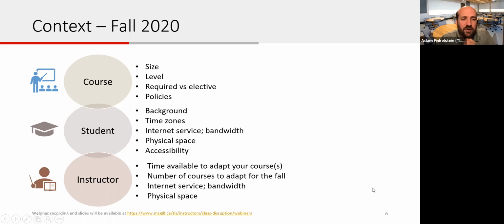So with the instructor context, there are, of course, a number of really important things to think about that you bring to the table, that you have to think about in terms of your own context this summer in developing your course, or redeveloping or redesigning or adapting your course for remote delivery.